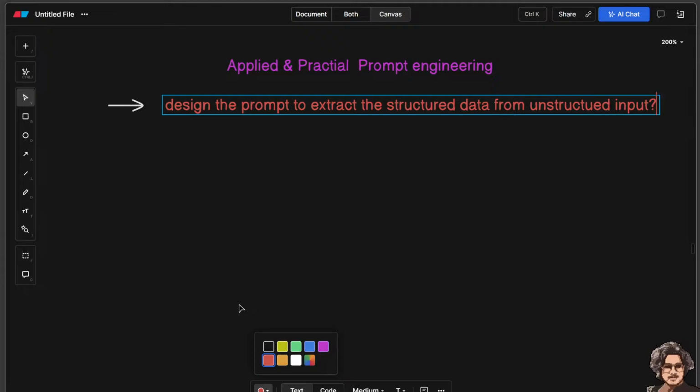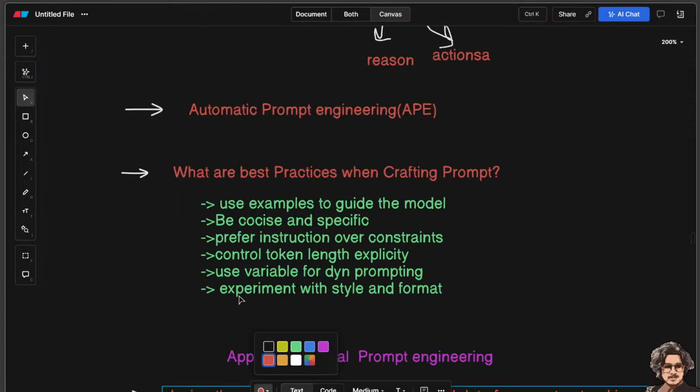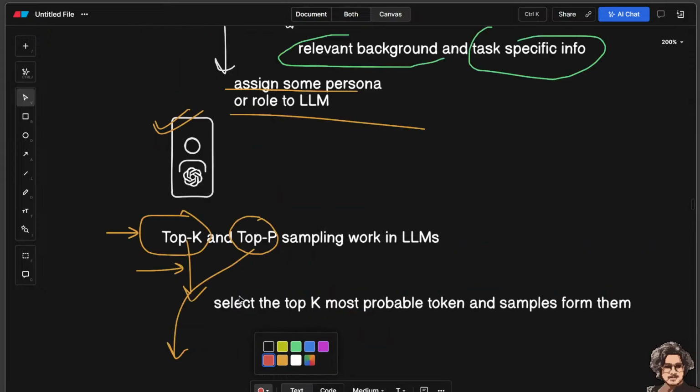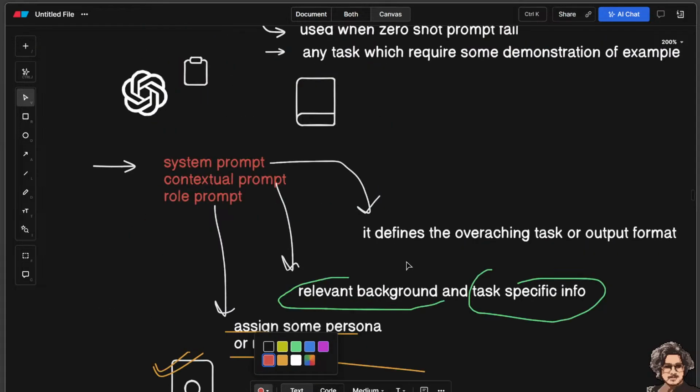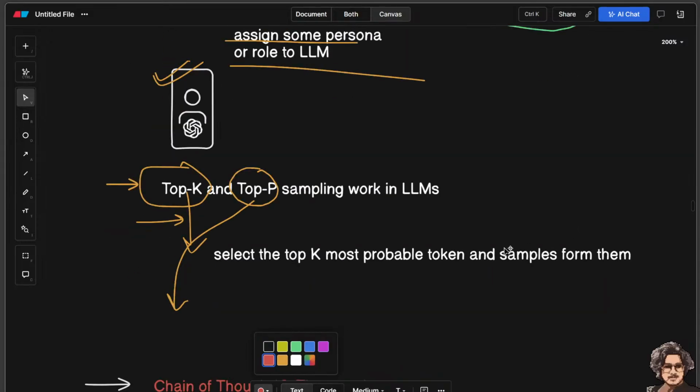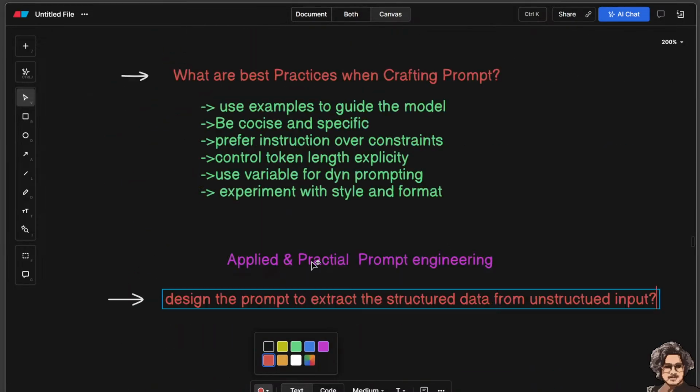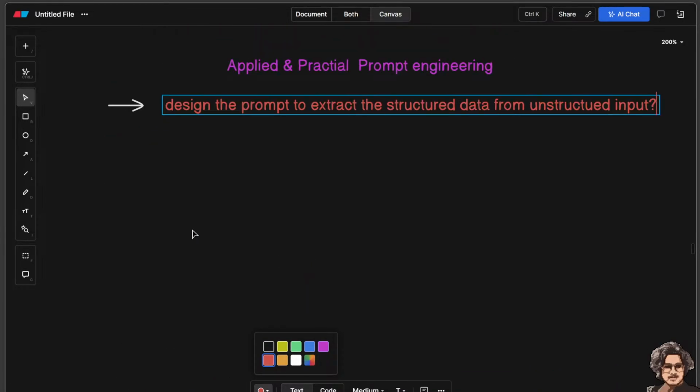First of all, understand this question. In that case, what is our answer? We have to answer: use system prompting. Here the system prompt defines the overarching task and the output format. In that case, we have to explain that we use a structured system prompt with an explicit schema and guidelines.